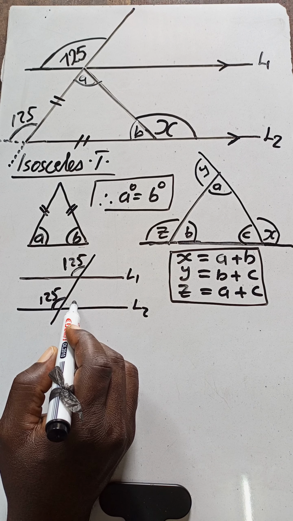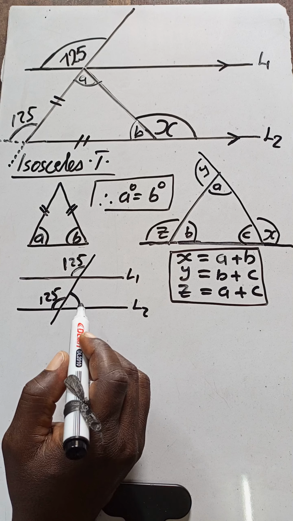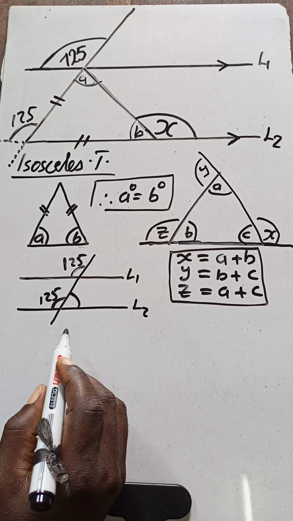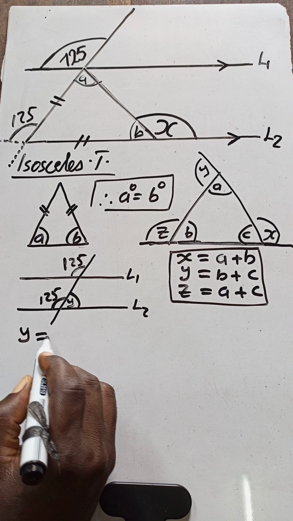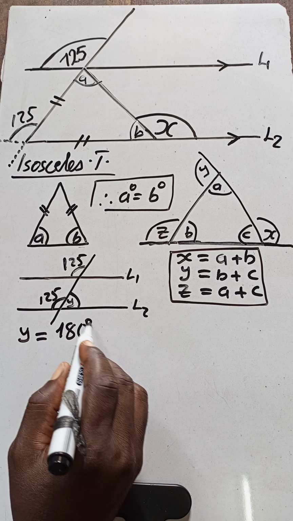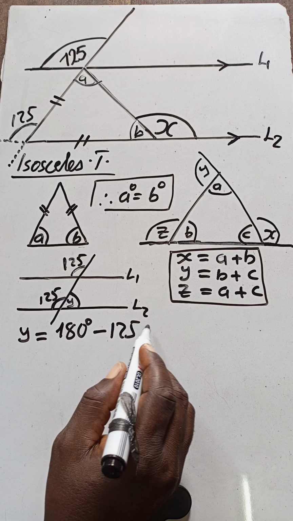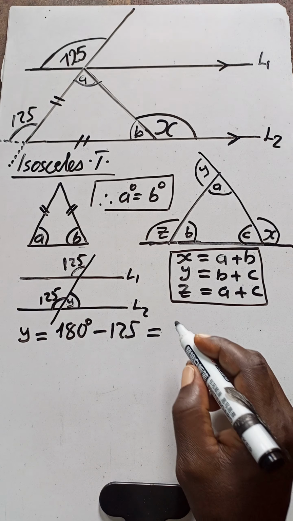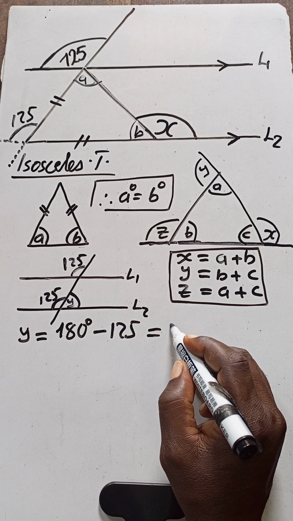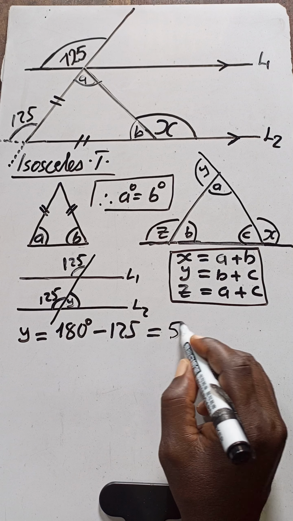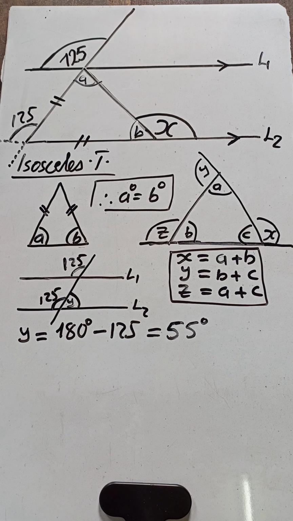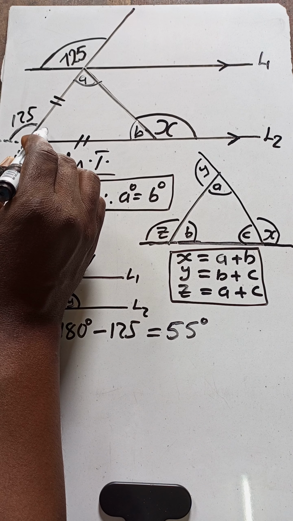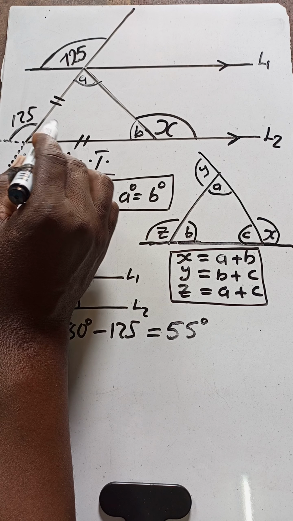Now, to get this angle here, it should be 180 minus. So if we call this angle, say y, for example, then y is equal to 180 degrees minus 125 degrees, which is simply 55 degrees. Okay, that angle is 55 degrees. This angle here should be 55 degrees.